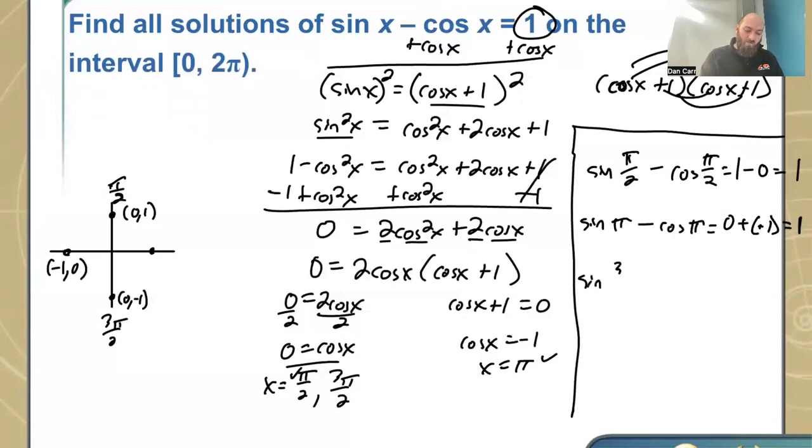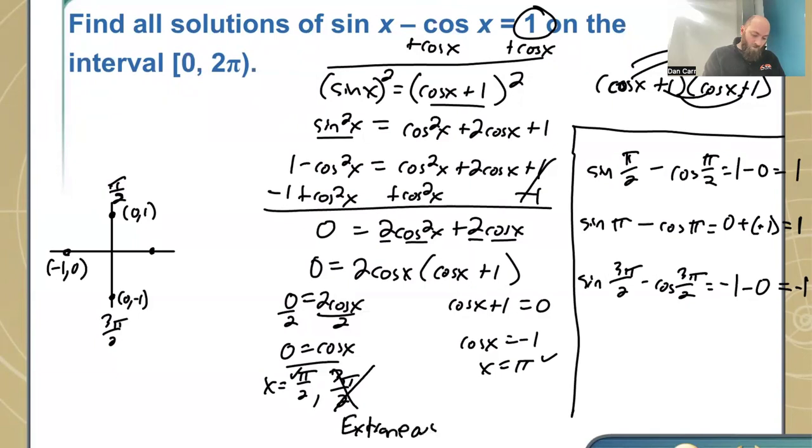But when I do the sine of 3 pi over 2 minus the cosine of 3 pi over 2, I'm going to get a -1 minus 0 here. So I get a -1 as an answer, which means this is extraneous. So my final answer is only two solutions. It is x equals pi over 2 and pi, and no other ones.